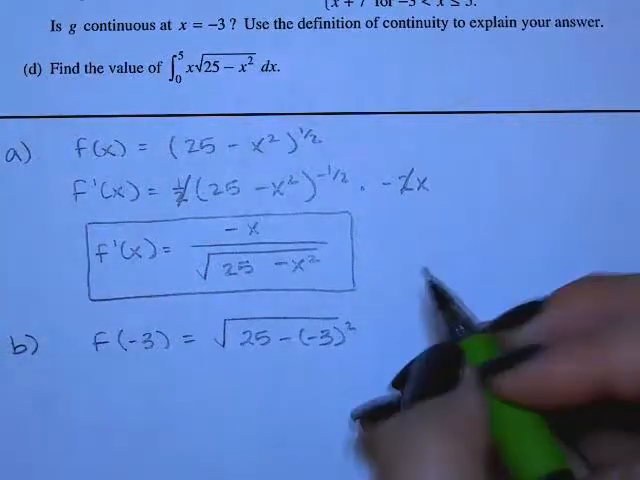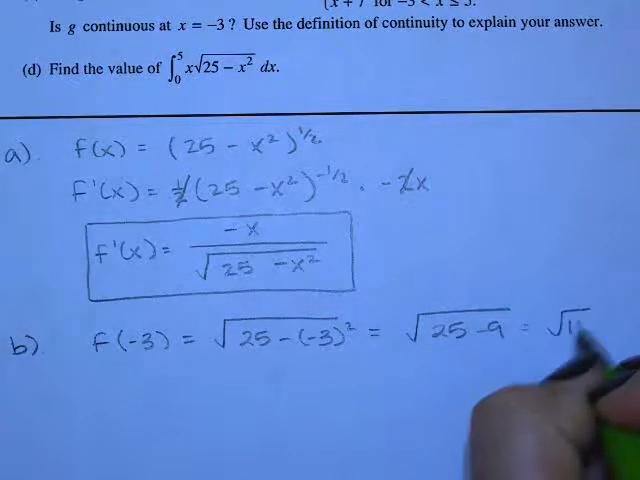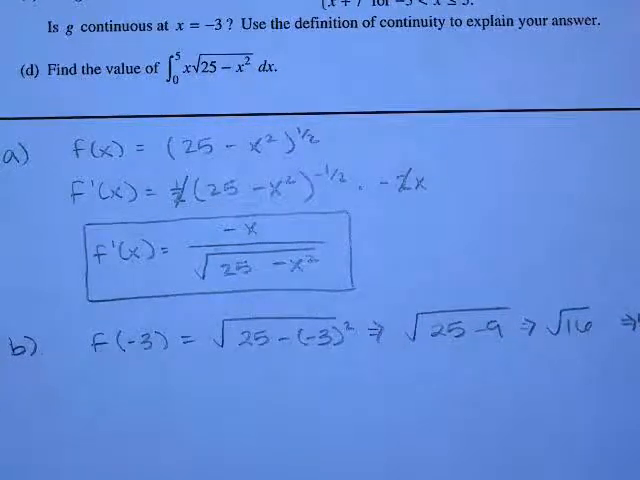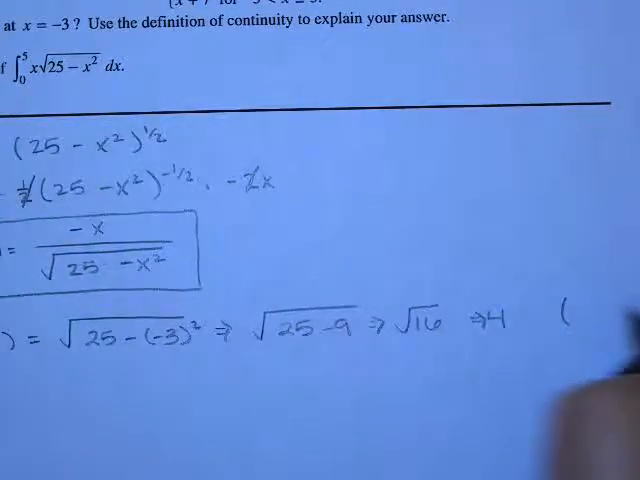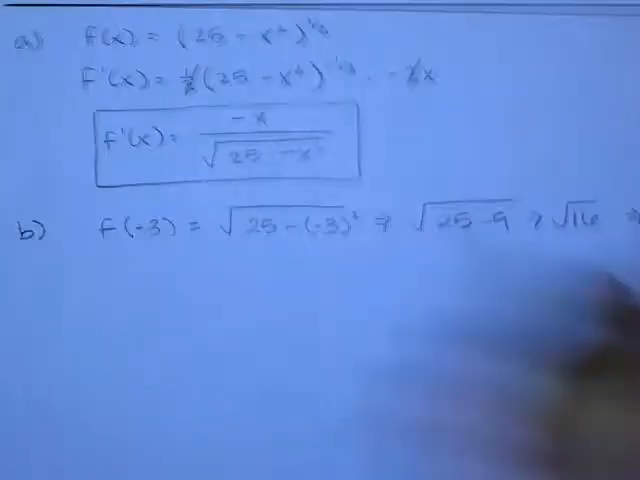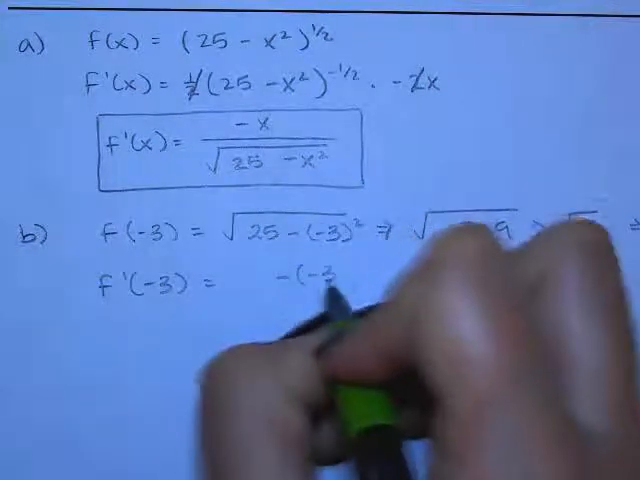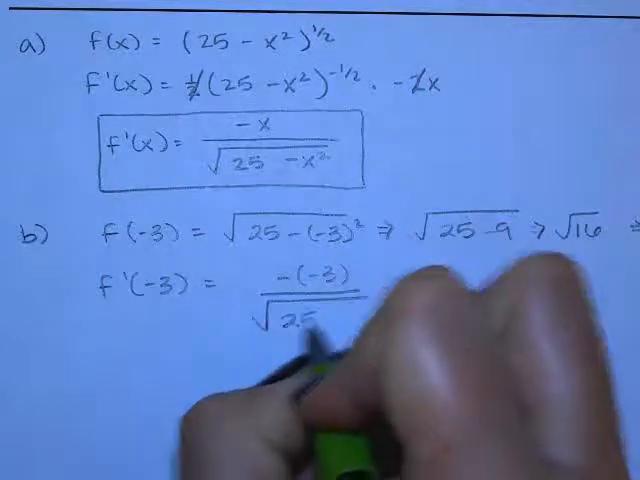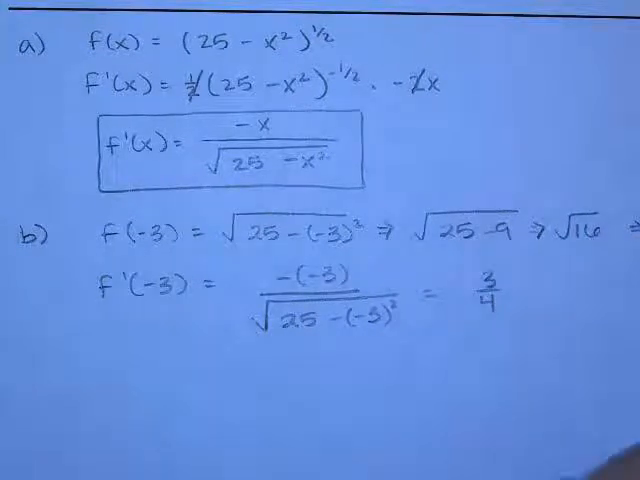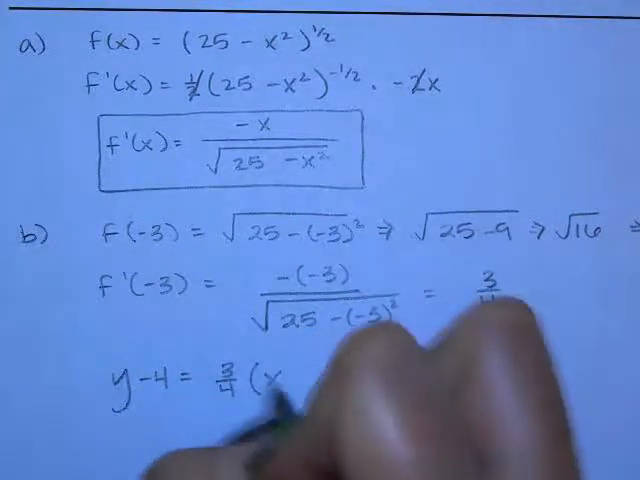Okay, 25 minus 9, square root of 16, so that's 4. And so the point we're working with is negative 3, 4. And then I already found the derivative, I just have to plug in negative 3. So f prime of negative 3 is negative of negative 3 over 25 minus negative 3 squared, which is positive 3 over 4. So my tangent line is y minus 4 equals 3/4 times x plus 3.